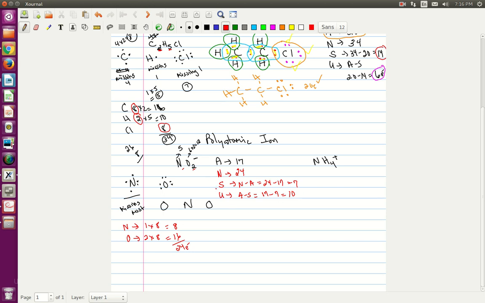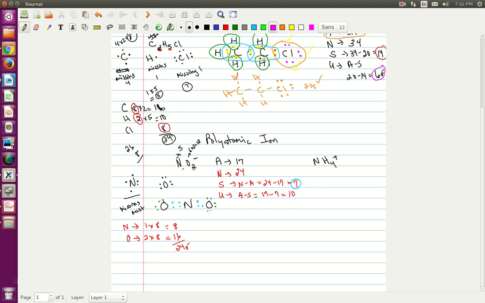Okay, now let's try to write. We have 7 shared electrons. All right, we can only put those in the middle. 1, 2, 3, 4, 5, 6, 7. And then we have 10 unshared electrons, and that would be around the edges. 1, 2, 3, 4, 5, 6, 7, 8, 9, and 10. All right, now let's see where we have octets.